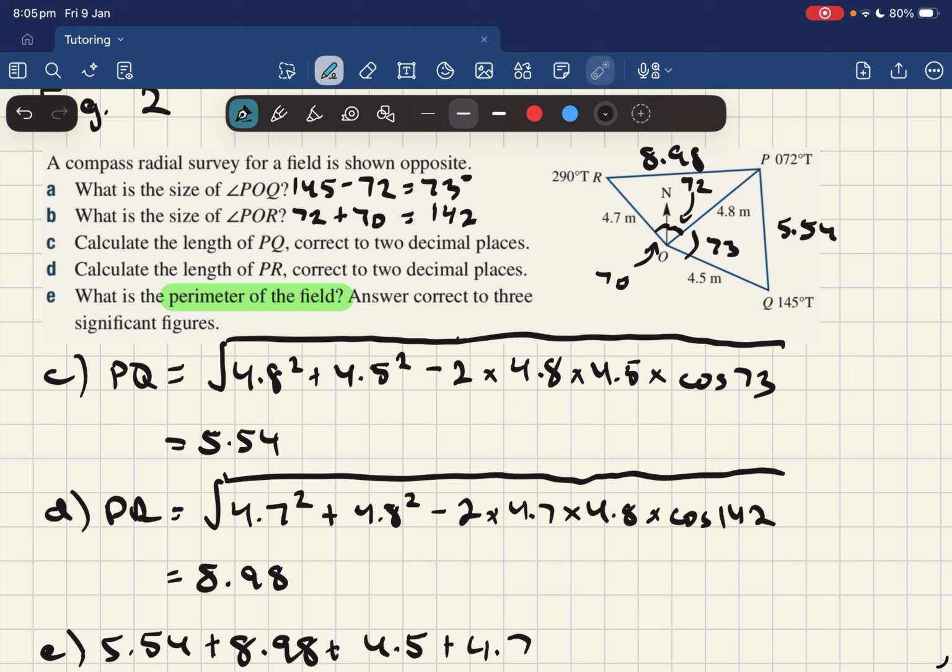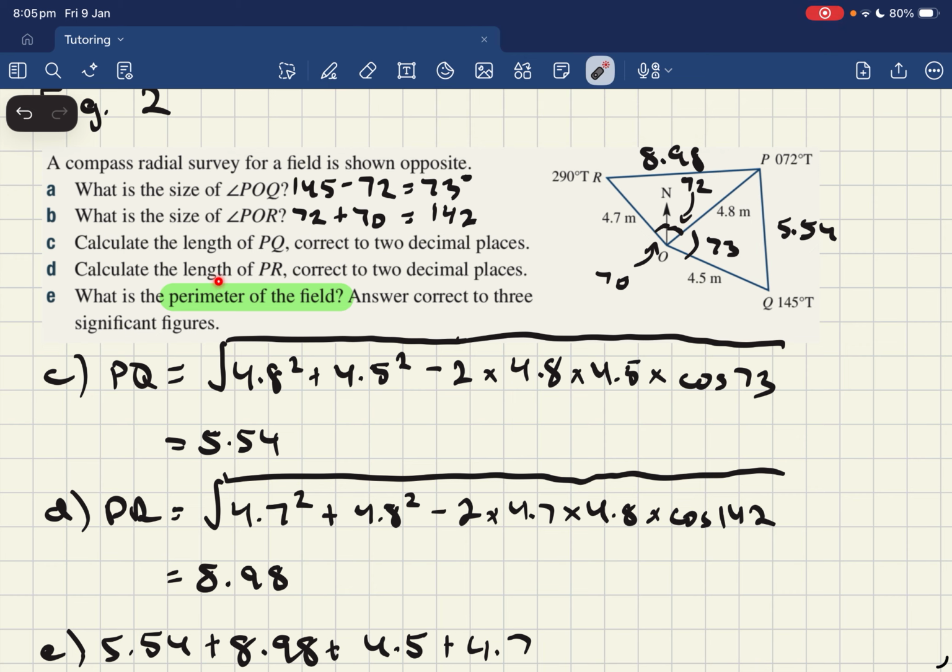Now, remember, like I said, a question may just give you this last part. What is the perimeter of the field? And it's up to you to find all of these small angles, apply your cosine rule, and then find the perimeter. But always look out for the little hints. Like I said, 3 sides, 1 angle, we're always going to use cosine rule.